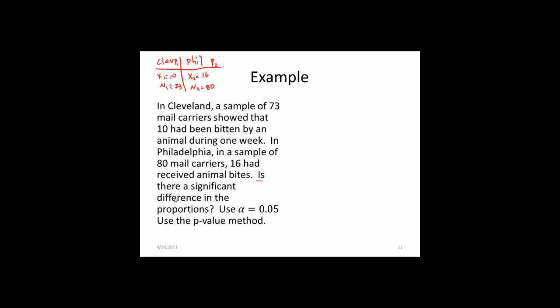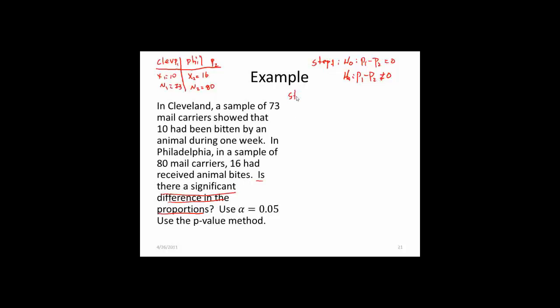So is there a significant difference in the proportions? Is that going to be our null hypothesis or our alternative hypothesis? The alternative. So step 1 is our null and our alternative. So what can we say? P1 minus P2 is not equal to 0. Good. So the null is P1 minus P2 is equal to 0.